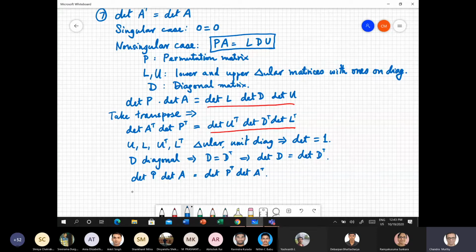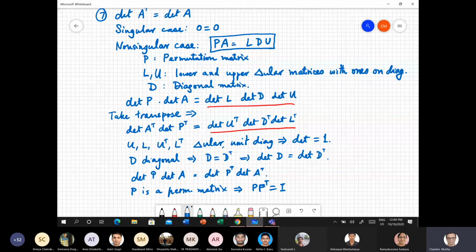But P is a permutation matrix, which implies that this is true for all permutation matrices: P transpose P is equal to the identity matrix. If you think of a permutation matrix as performing a row exchange, then P transpose undoes these row exchanges.